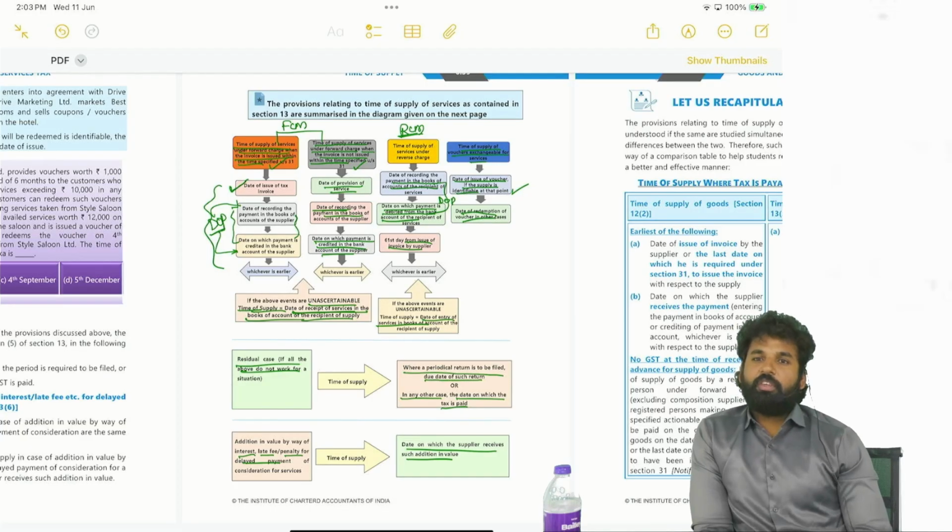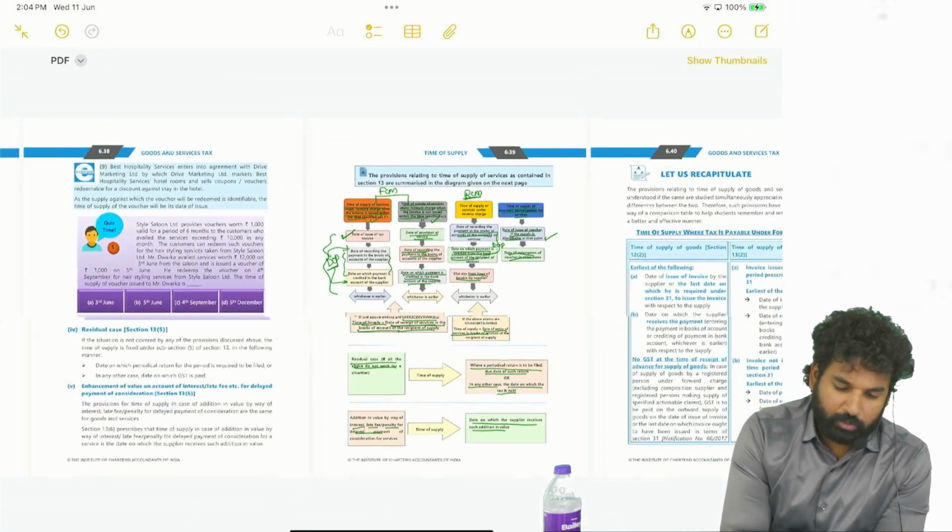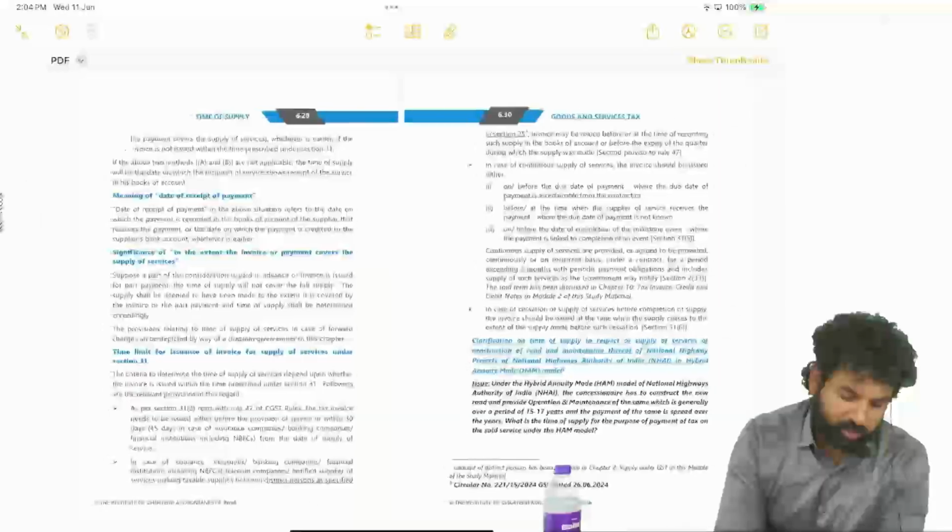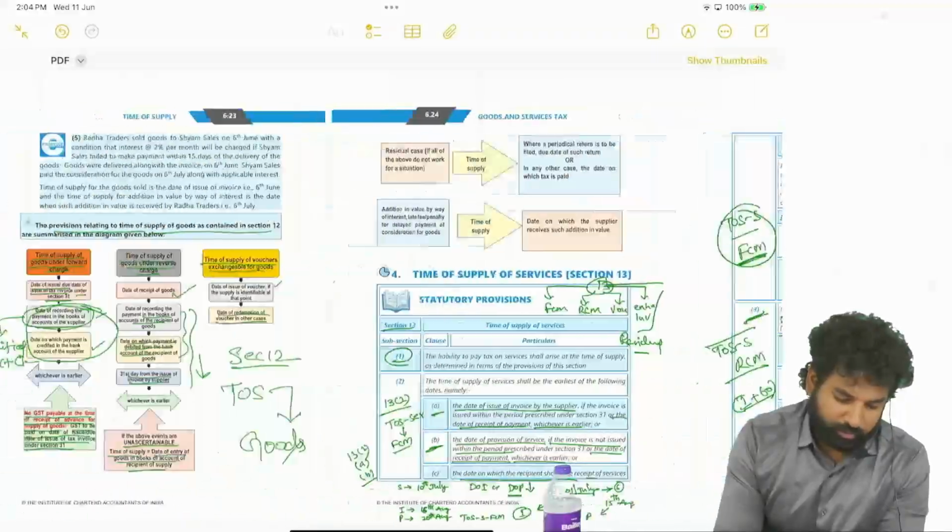If that is issued within time, then date of invoice or date of payment. If that is not issued within time, date of provision of service, when that service is completed, or date of payment, whichever is earlier. So what are they losing? Some deferment of time for paying GST will be lost. Okay, right. So this is all about sections 12 and 13. We have one or two illustrations here. We will solve them one by one.